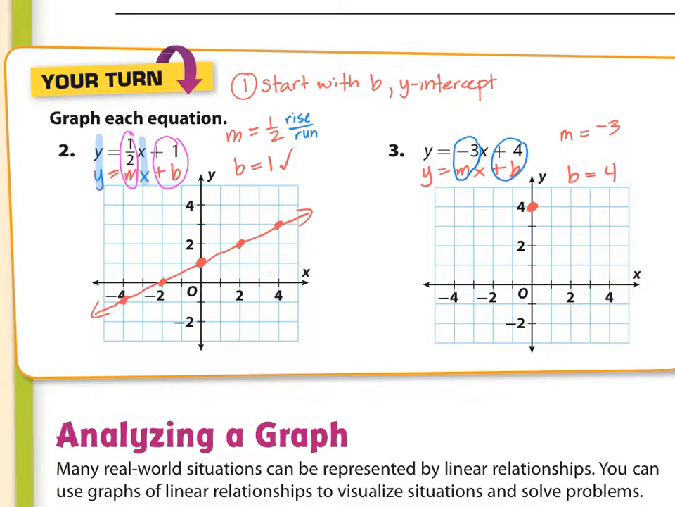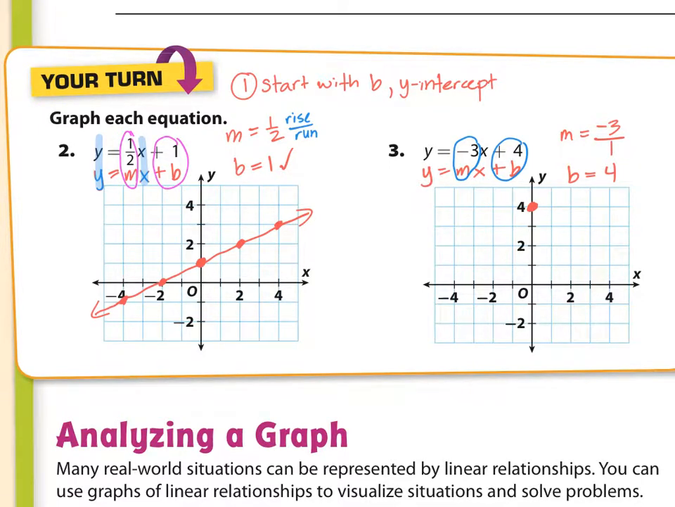The slope. Now, remember that slope is rise over run, but I don't have two numbers to look at here. So let's change -3 to a fraction. To change any number that is just a single number to a fraction, you just write it over 1.